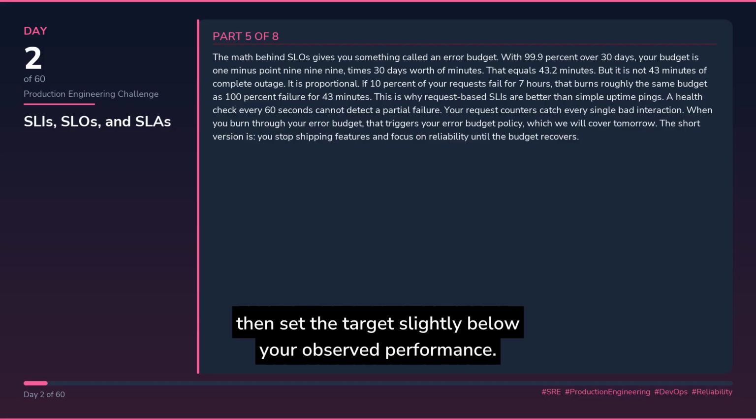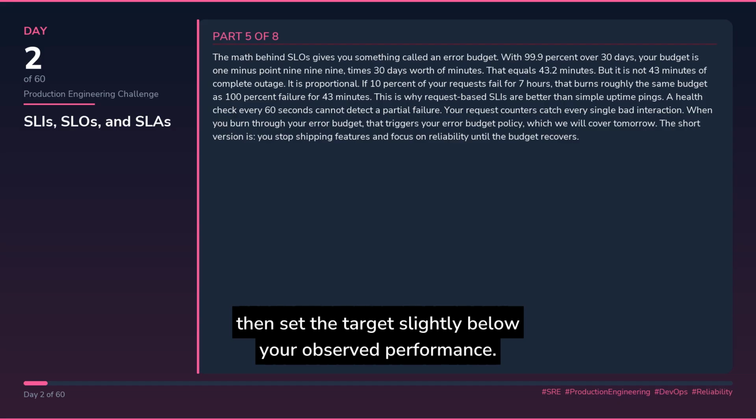A health check every 60 seconds cannot detect a partial failure. Your request counters catch every single bad interaction. When you burn through your error budget, that triggers your error budget policy, which we will cover tomorrow. The short version is, you stop shipping features and focus on reliability until the budget recovers.